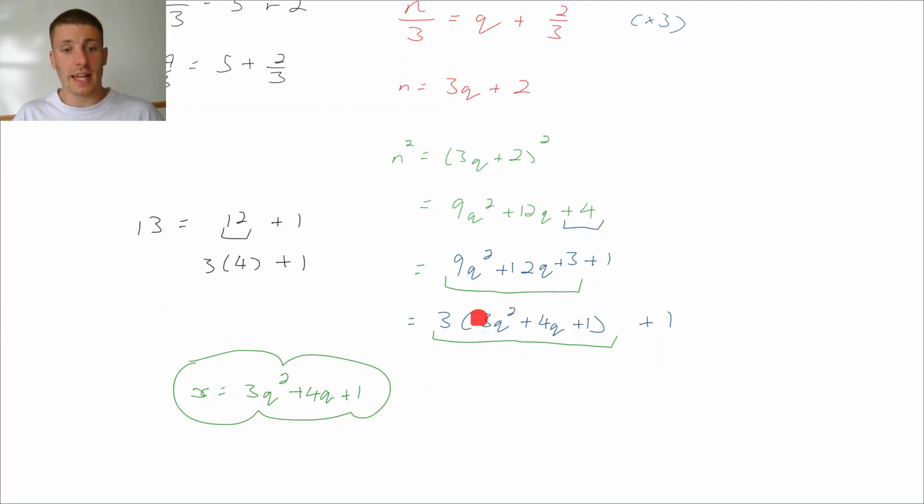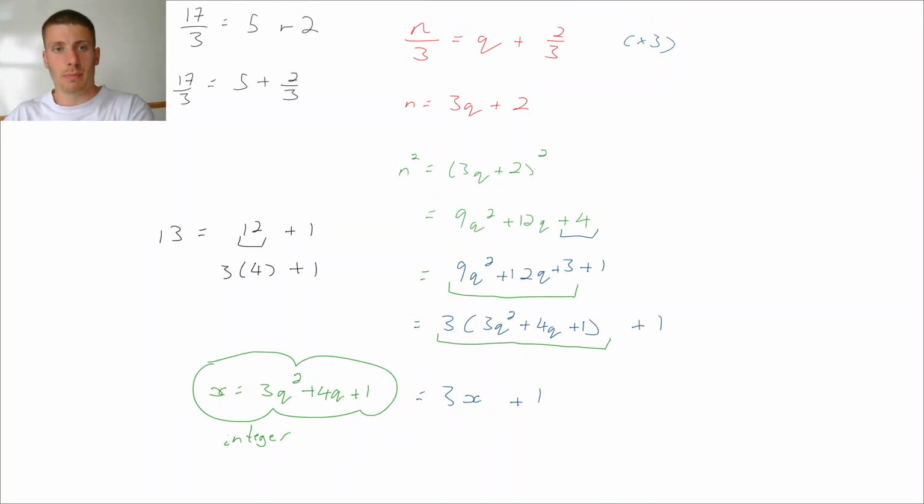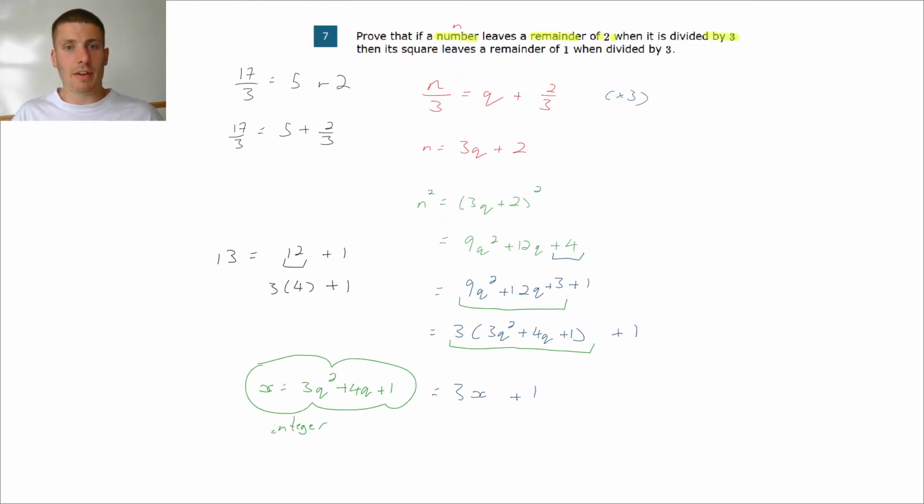So this here is just some integer, some number, so I should really write that down here. This x value is just some integer, so I'm going to be getting 3 times x plus 1. So this is answering my question, because I have a remainder of 1, and this must have been divisible by 3. So there we go. That is my proof by deduction.